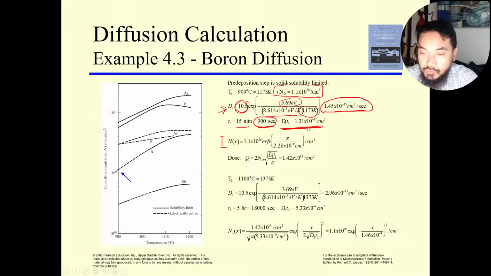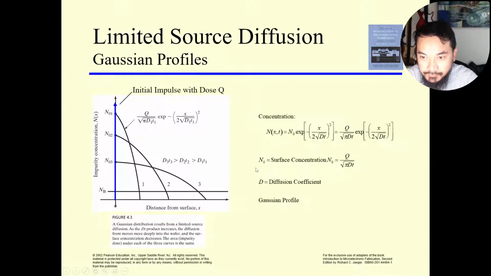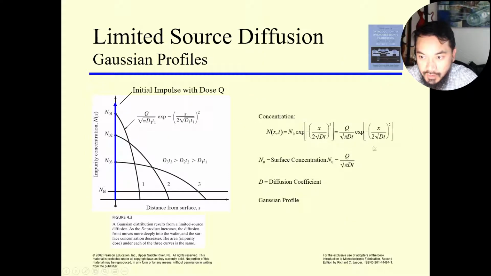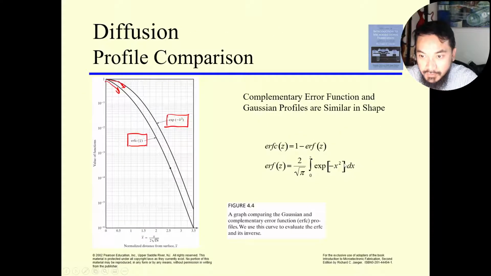So this 2 times root of Dt is this value here. We want to find x. We know what our n naught is, which is this one. This is our first equation. And then we can find our dose, according to this equation as shown in the previous slide, for constant source. Remember, the dose for constant source and limited source are different.